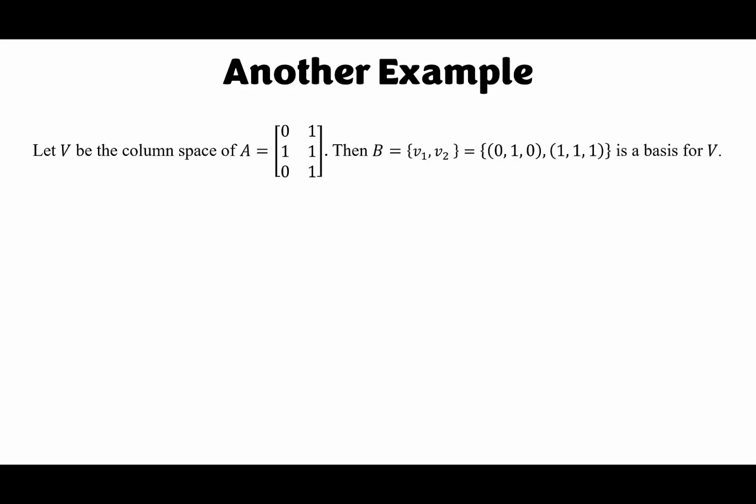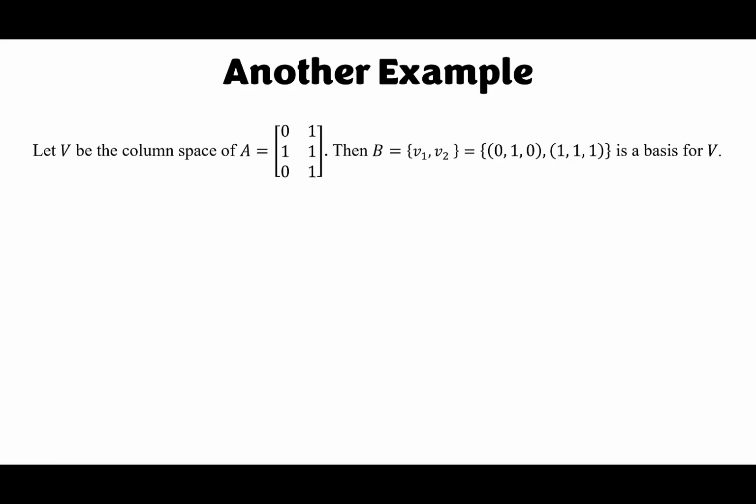Let's look at another example. So let V be the column space of this matrix A. So this is a 3x2 matrix. Remember what the column space means. It means the set of all linear combinations of the columns of A. So you can treat each of the two columns here as a vector, and all linear combinations of those two vectors give you a plane in 3D space. Right? So the set B being V1 and V2, which would be 0, 1, 0 and 1, 1, 1, would be a basis for V. Right? The two columns of A form a basis for the column space of A.